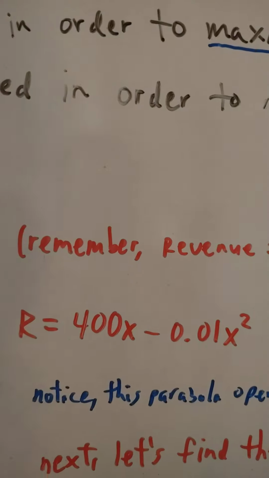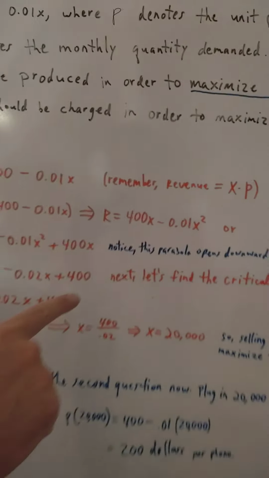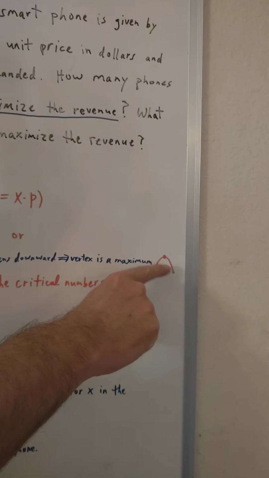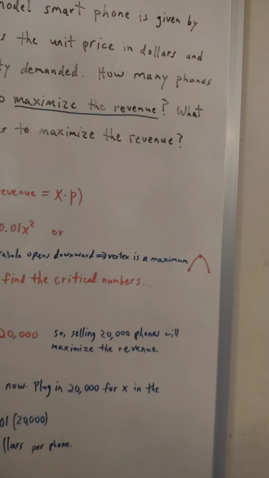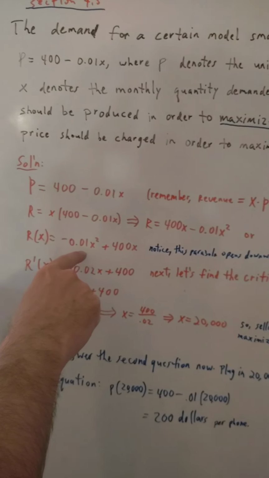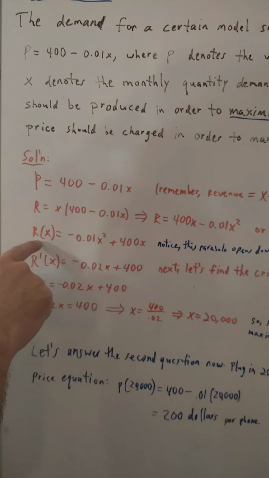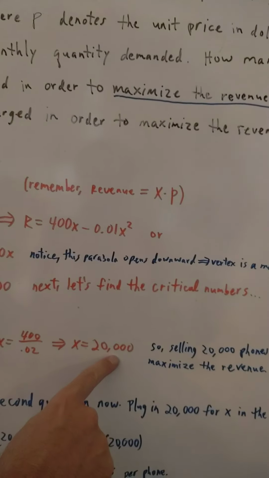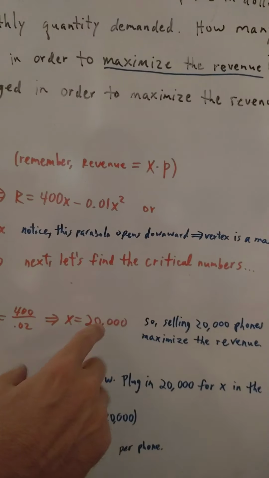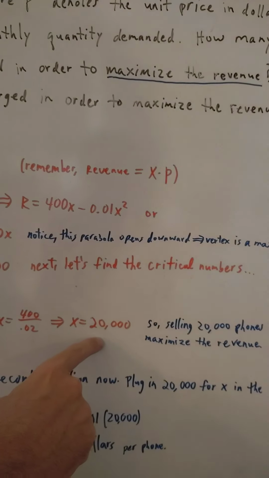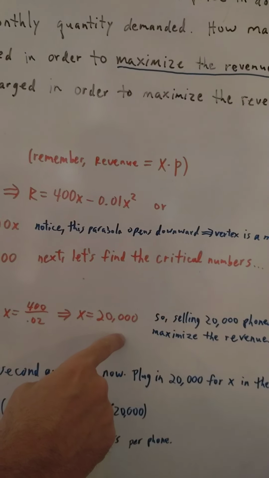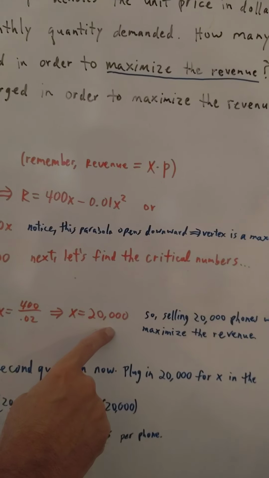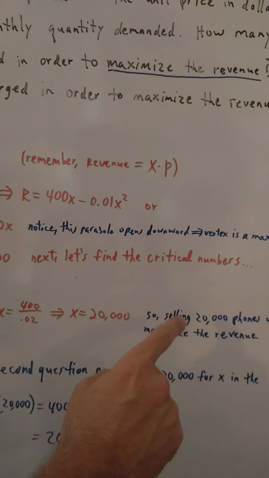One more thing. We noticed this was a maximum because the parabola opens downward since a was negative, but you could also figure out if this is a maximum or minimum by taking the second derivative of the revenue function and then plugging in the critical number, 20,000, for x, because that tells you whether it's concave up or concave down. I guarantee if you do R double prime of 20,000, you would get a negative answer since this is a maximum.